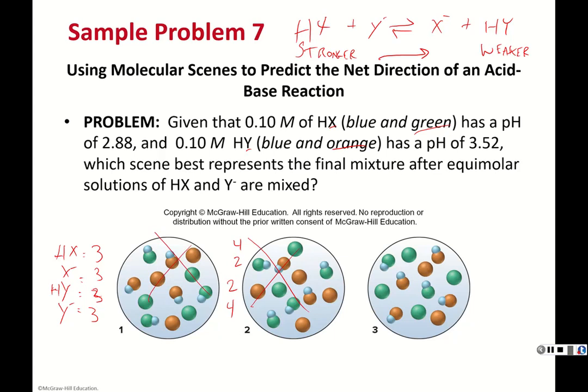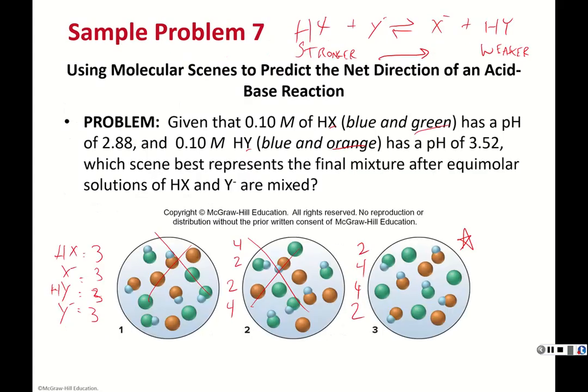So we know it must be 3, but we can count these up to be sure. So blue and green, we have 1, 2. And X minus, we would have 1, 2, 3, 4. For HY, blue and orange, we'd have 1, 2, 3, 4. And for Y minus, we'd have 2. Right, so this is favoring X minus and HY, and those are the products, right? So that would be our picture we'd have at equilibrium.